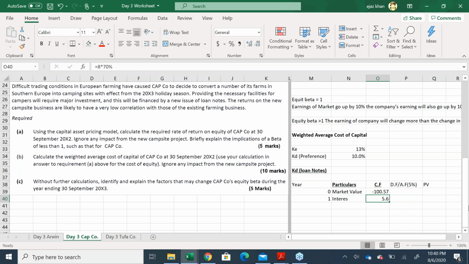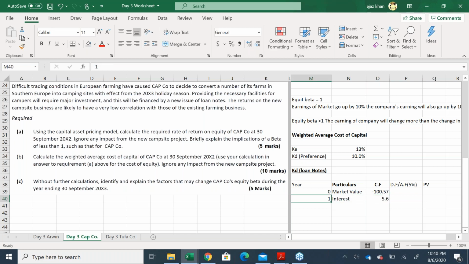5.6. So the interest paid will be 5.6. Usually we ignore the arrear thing since it was for only 1 year. So we can consider, or we can just ignore that arrear thing. That's up to us, because usually we ignore that arrear thing when it is for 5 years or 6 years, right? So for the time being, for simplicity's sake, we will be just ignoring that arrear thing.